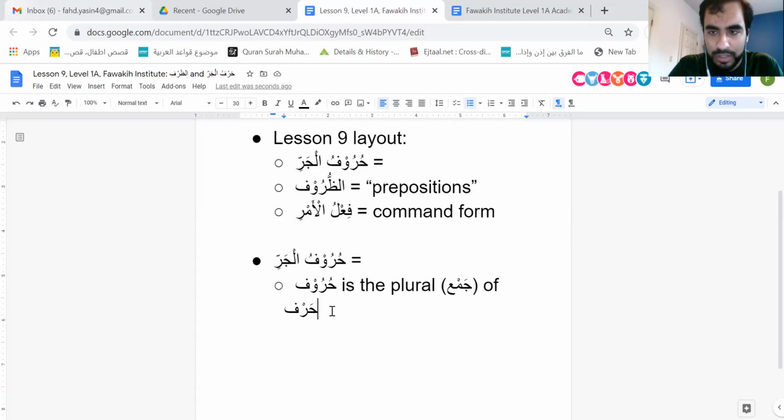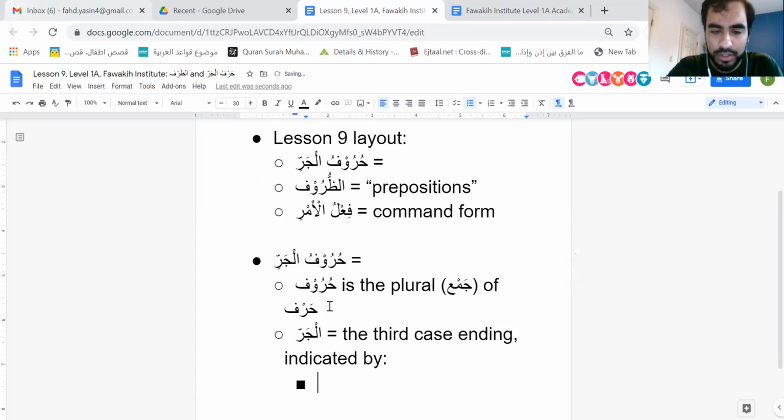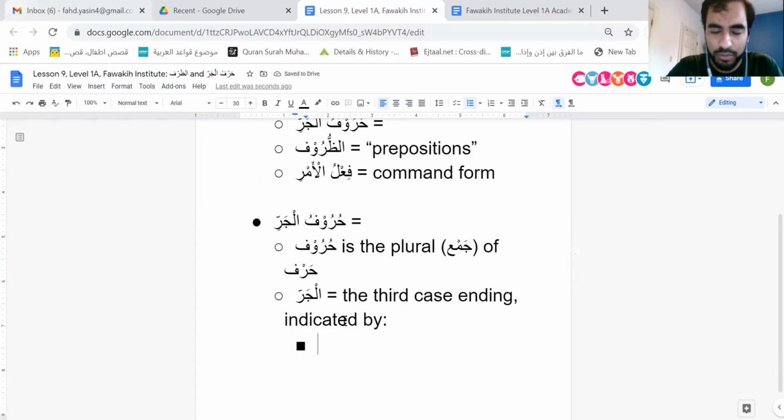So harf is the singular. The plural is huruf. That's why they say huruf here, because we're talking about all of them, or as if we're talking about a group of them, not all of them, but a group of them. And you guys know what jar means at this point, at least I hope you do. Jar is, well, I guess it depends on how you order them, but generally speaking, it's the third case ending. Here is where it gets a little more complicated. It's indicated by kasra. I do hope a lot of this is review by now.